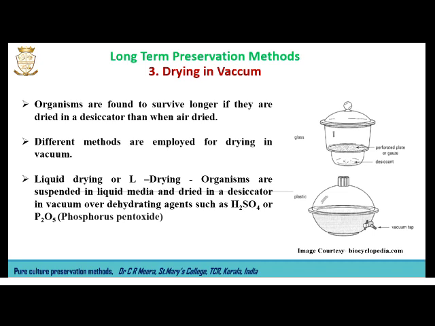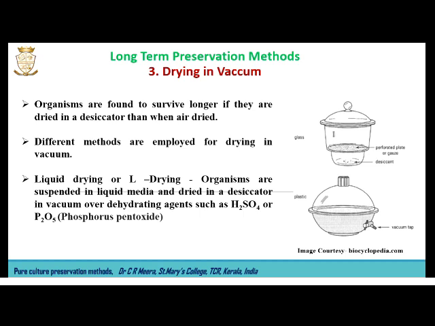The desiccator has got a lower chamber in which usually we keep the dehydrating agent. And above this chamber there is a perforated plate. And on this plate the microorganisms in suitable containers are kept for drying. A common method of drying is known as liquid drying or L drying.